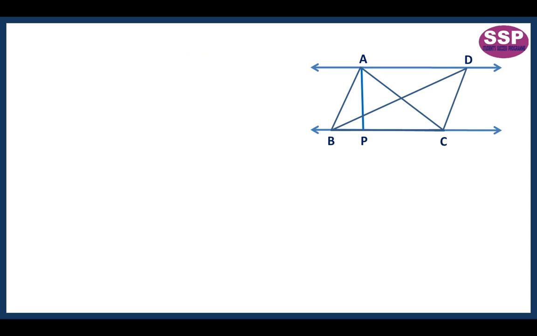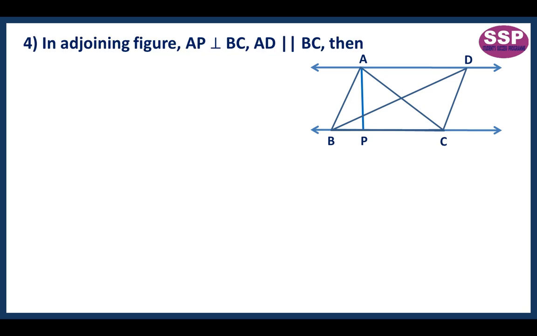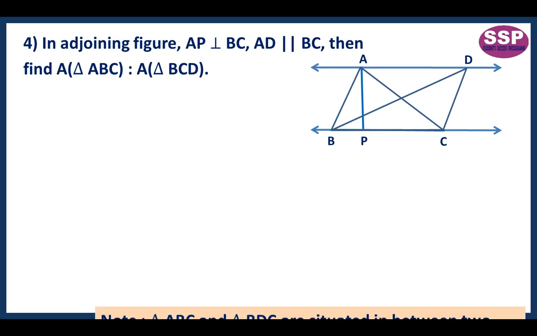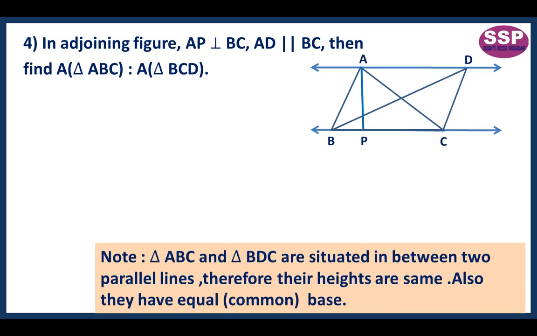Now fourth problem. In adjoining figure, AP perpendicular BC, AD parallel BC, then find the ratio of area of triangle ABC and area of triangle BCD. Consider one note. Triangle ABC and triangle BDC are situated in between two parallel lines. Therefore, their heights are same. Also, they have equal bases. Let's go towards the answer.